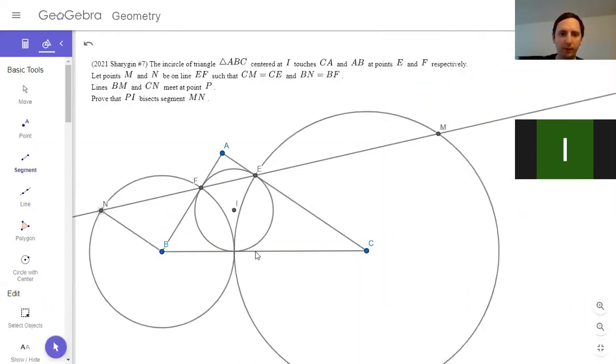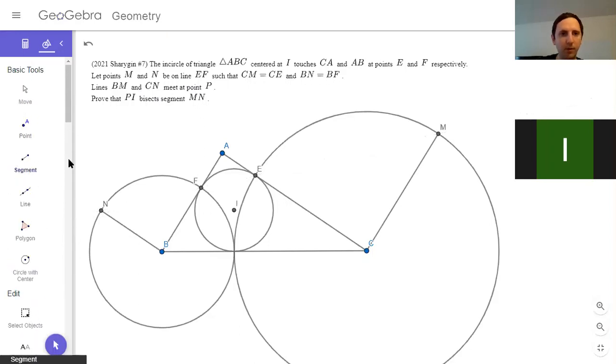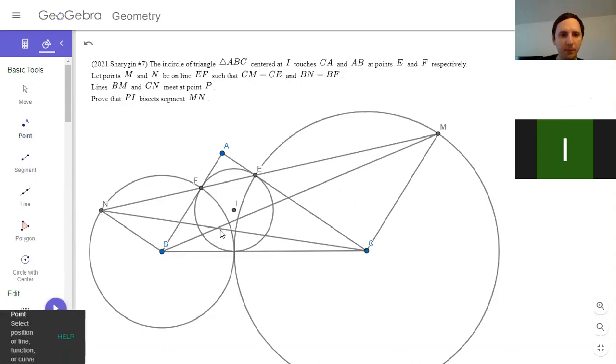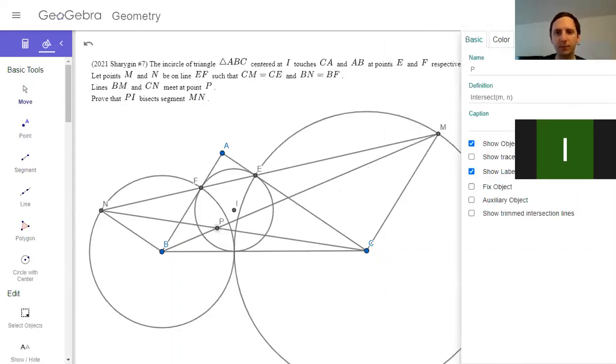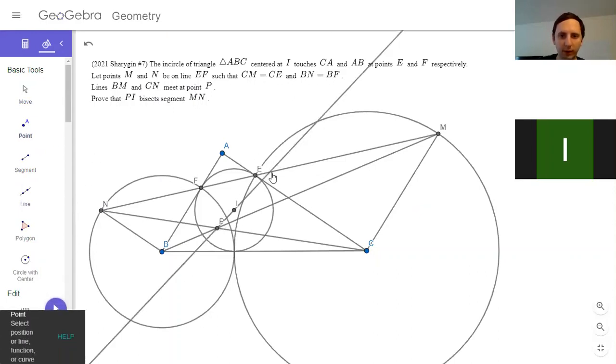I don't know if it's worth keeping the circles. I'll hide them in the end just in case they add some kind of insight. Let me hide this. BM and CN meet at P. And we want to show PI bisects MN. That's kind of interesting. Let's just check that out.